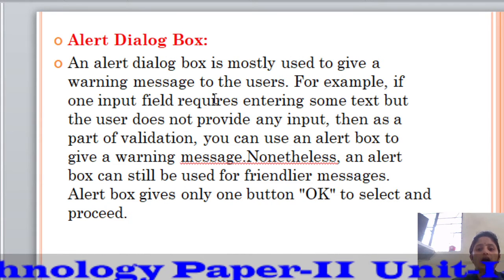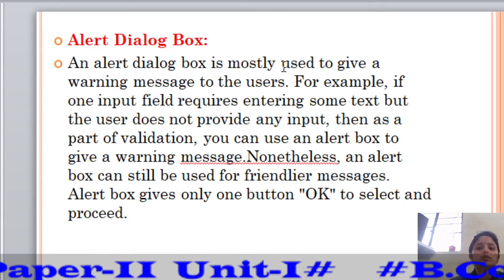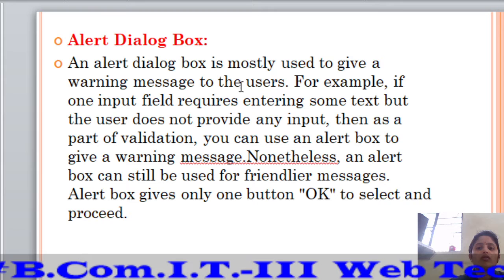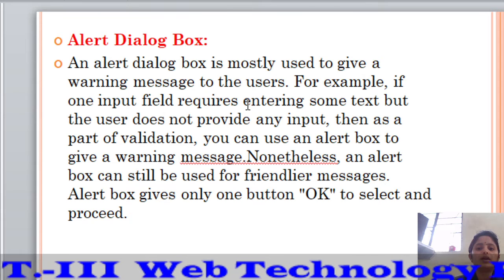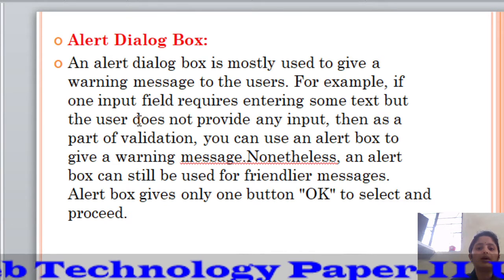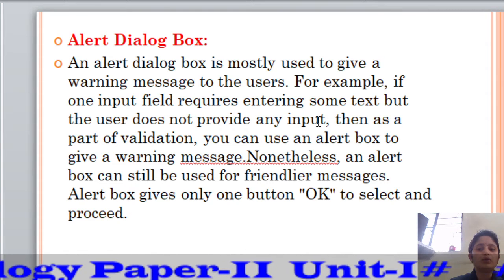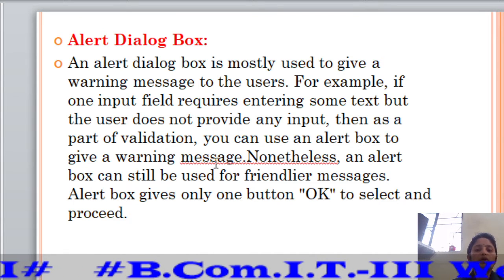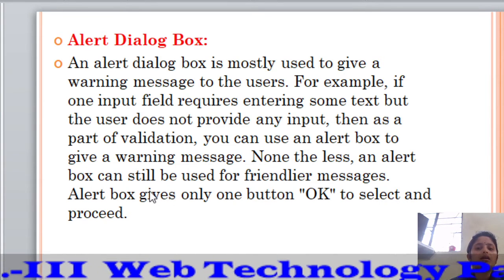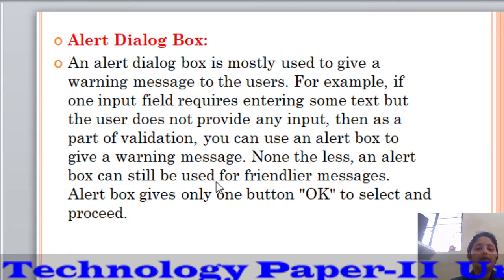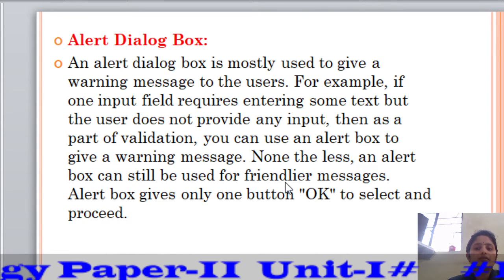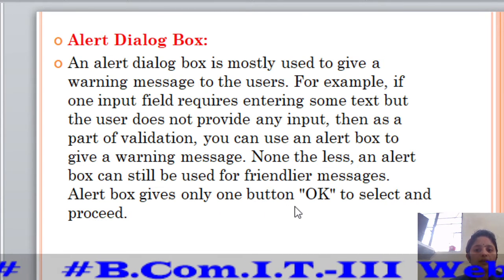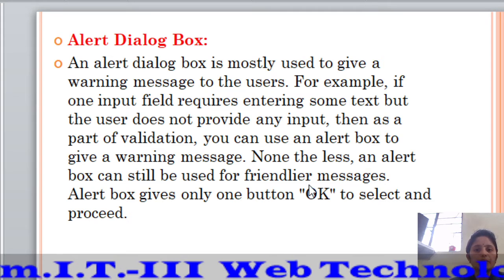The first one is the alert dialog box. An alert dialog box is mostly used to give a warning message to the users. For example, if one input field requires entering some text, but the user does not provide any input, then as a part of validation, you can use an alert box to give a warning. Nonetheless, an alert box can still be used for a friendlier message. An alert box gives only one button, that is the OK button, to select and proceed.